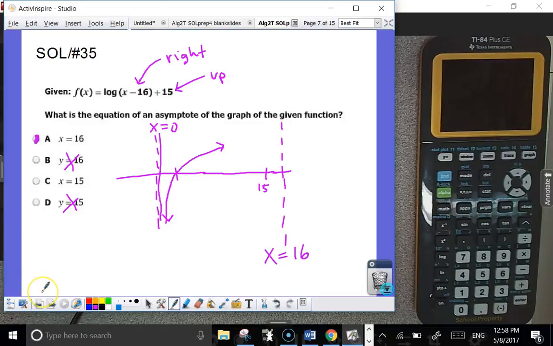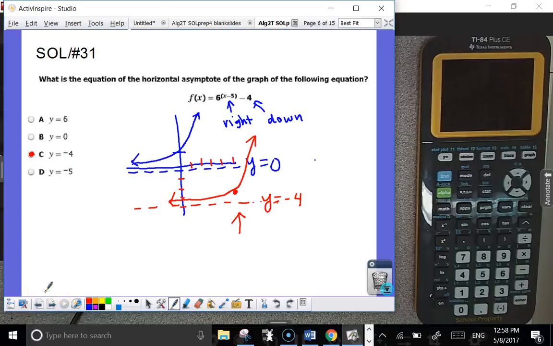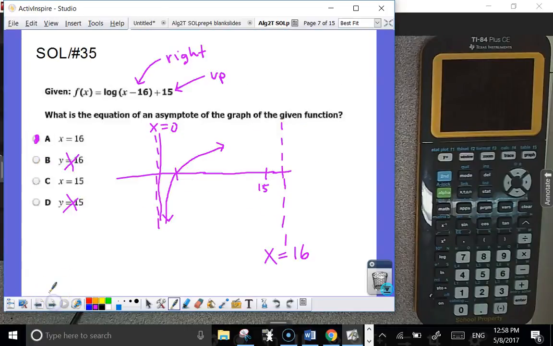I noticed that on the one before, which is almost the same problem but with an exponential, they didn't try to trap you with that. They don't have any x equals, they just have the y equals. That's not what they were trying to get you with. Okay, next.